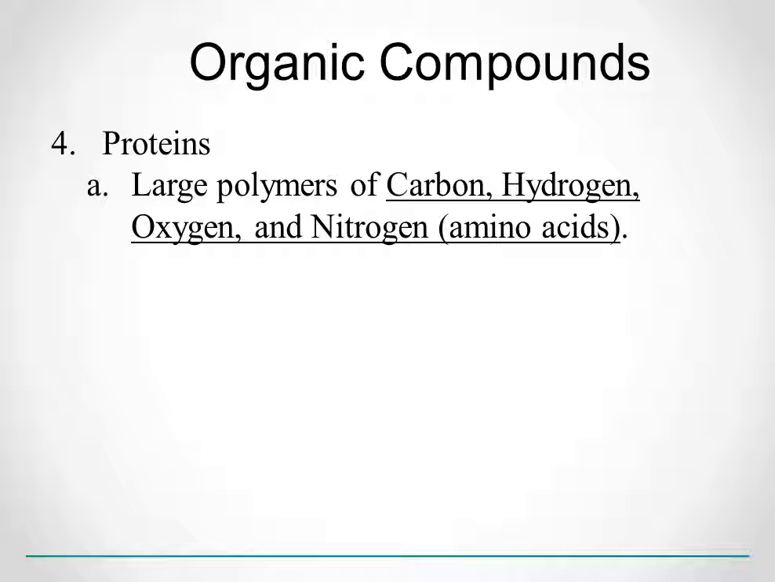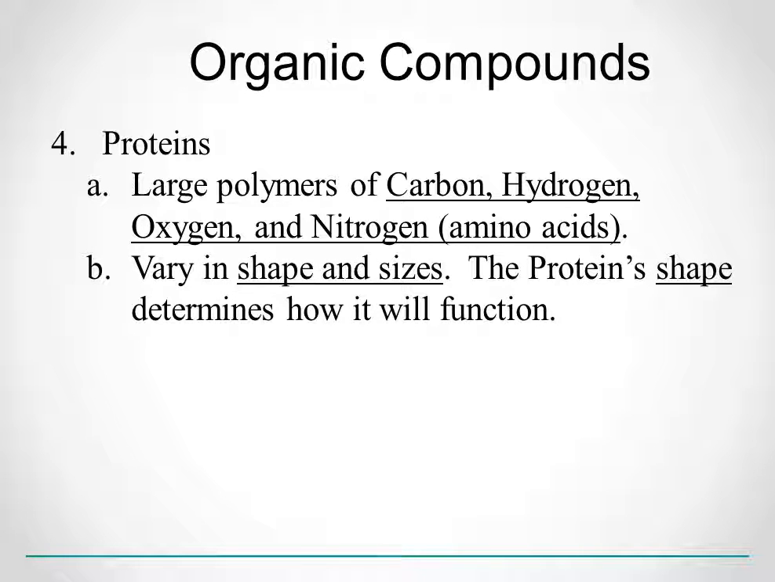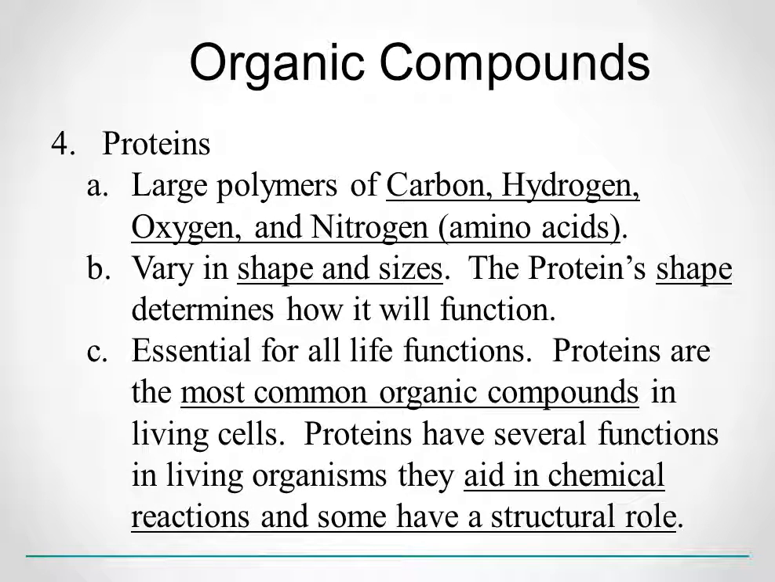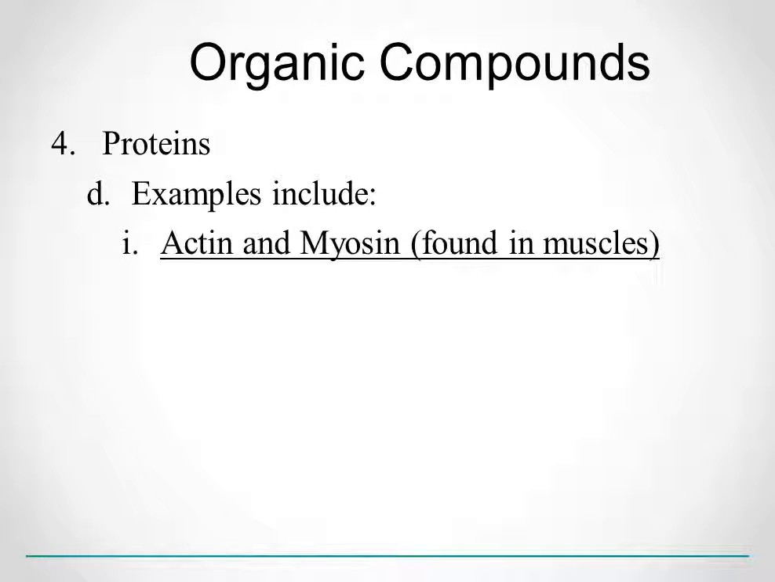Cells. So again, it still has carbon, still has hydrogen, still has oxygen. But the main difference is it has nitrogen, okay? So again, it varies in sizes and shapes. The shape determines its function. Now, it's pretty much essential for everything, okay? So it does everything from being structural support to aiding in chemical reactions, does a little bit of everything.